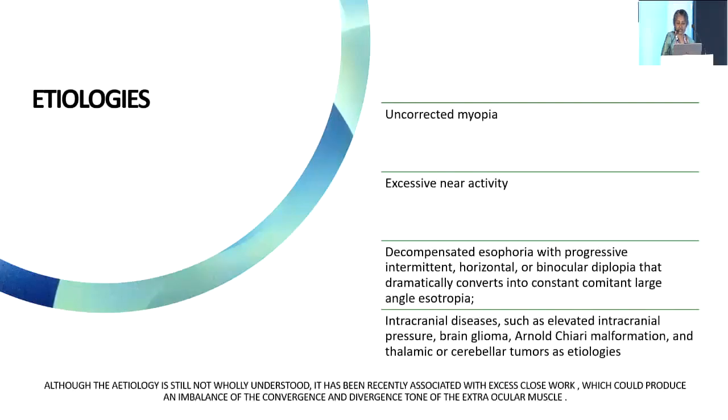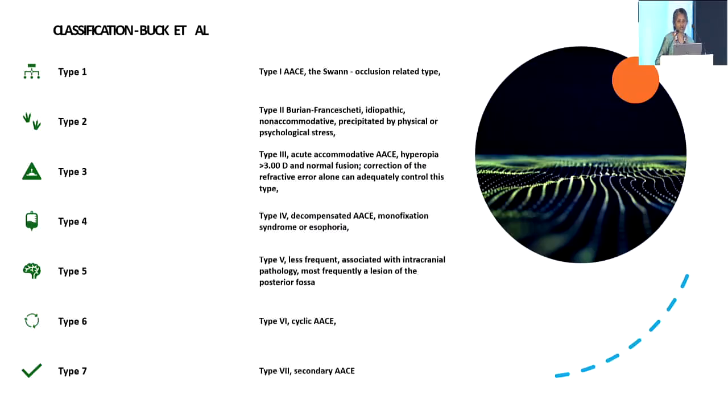So we notice that there is a decompensated esophoria in few people. So initially, they may have progressive, intermittent, horizontal or binocular diplopia that then dramatically converts into a constant large angle esotropia. Sometimes it can also be associated with intracranial diseases like brain gliomas or Arnold-Chiari malformations, and these could be etiologies. So the etiology is still not completely understood, but it can be associated with excessive near work, which could produce an imbalance of convergence and divergence tone of the extraocular muscles.